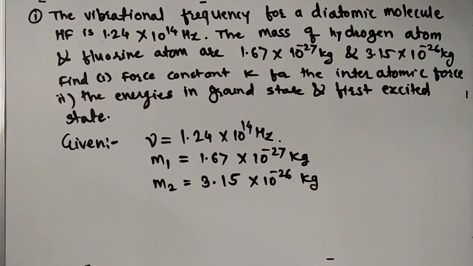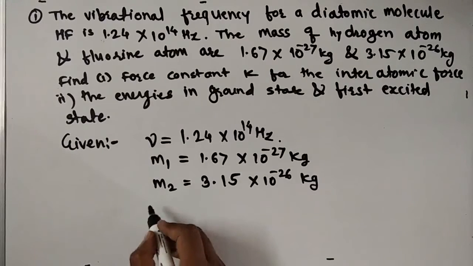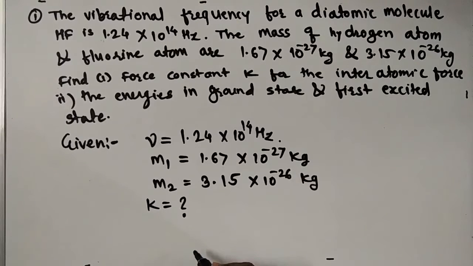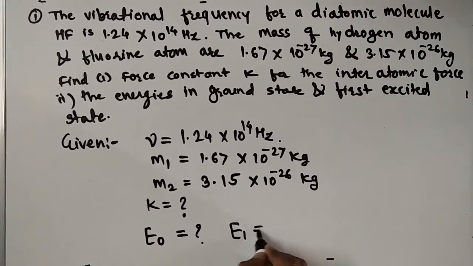Now we have to find out the force constant K, right? We denote the force constant by K. And we have to find out the energies in the ground state and excited state, right? So we will write ground state energy as E0. So we have to find out E0 and E1, right? So two energies we have to find out in this problem. So let us now solve the problem.